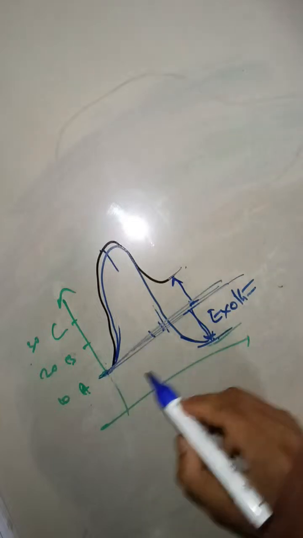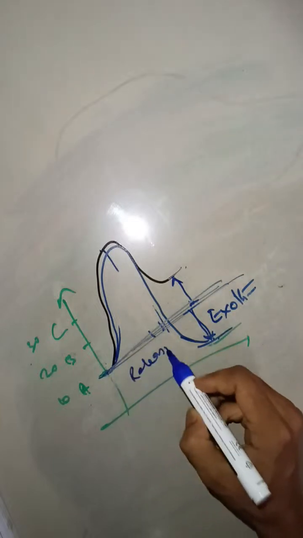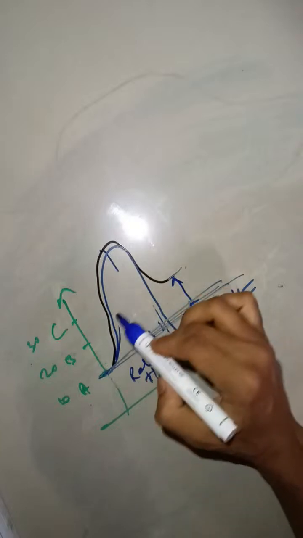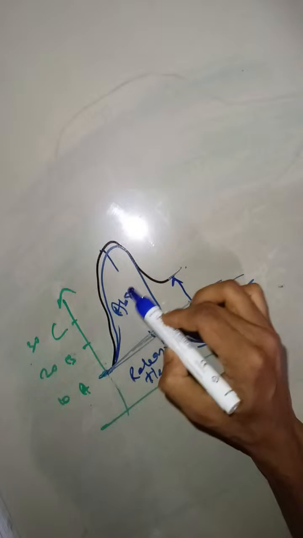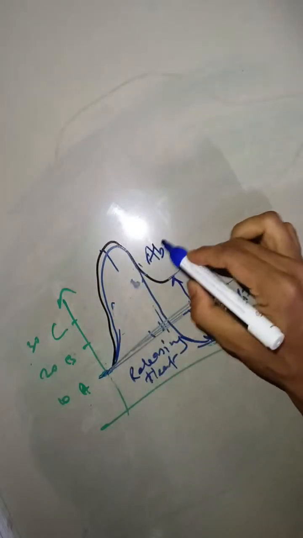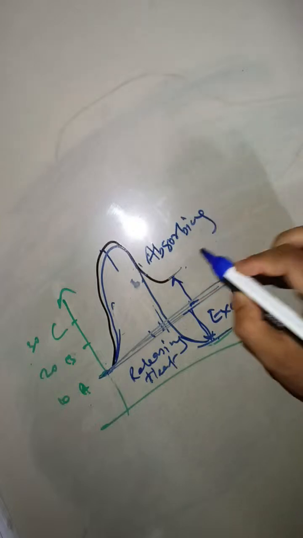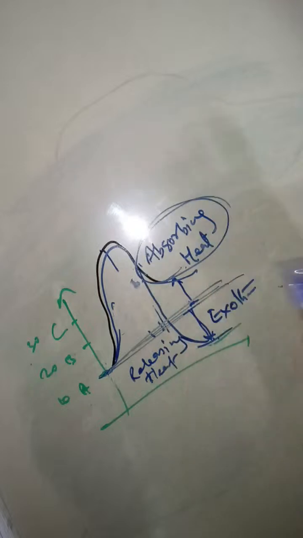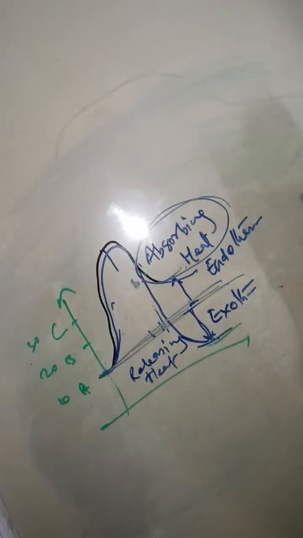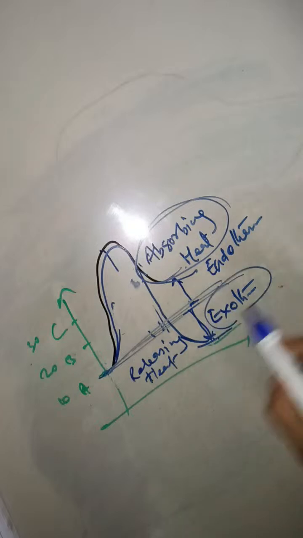In this graph the object is releasing heat. In this graph the object is absorbing heat. So when heat is absorbed, it is called endothermic, and when heat is released, it is called exothermic.